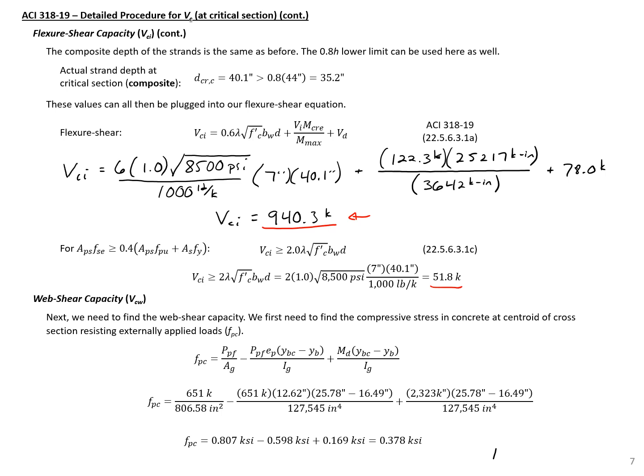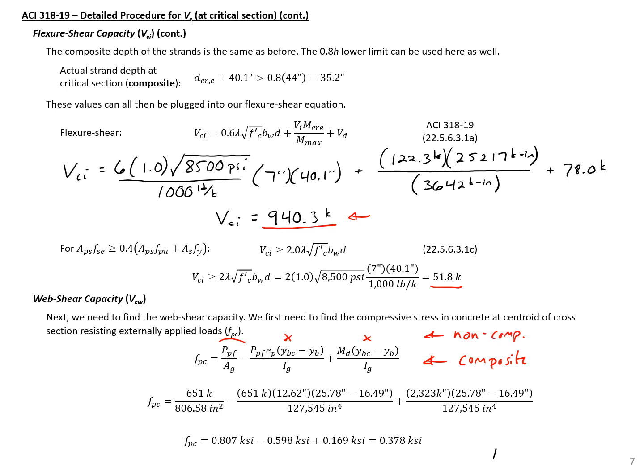Now that we've found the flexure shear capacity, we can next calculate our web shear capacity. And the first thing that we need to do is find our compressive stress in the concrete at the centroid of the cross section resisting these externally applied loads, or F sub PC. So our F sub PC is equal to the equation shown here for composite sections. For non-composite sections, we would not have the second and third term. We would only have the first term. So that would be for non-composite.